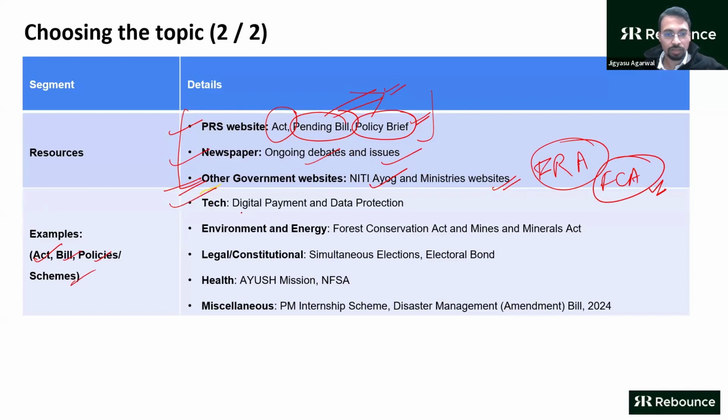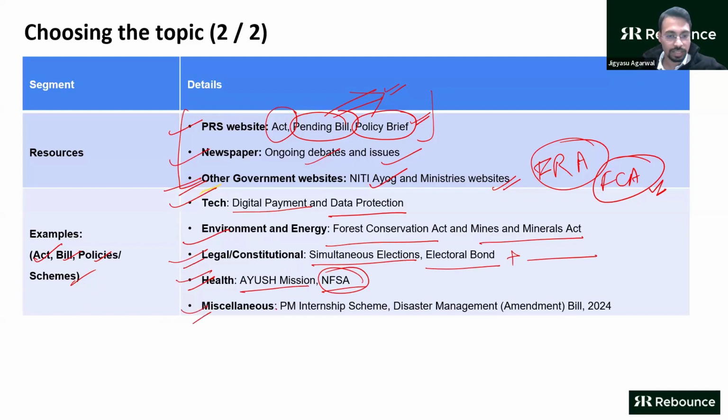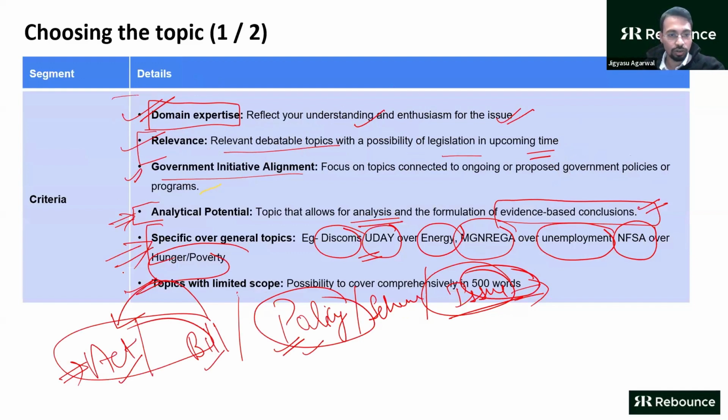Say you are from a tech background, maybe digital payment and data protection. Environment, maybe FCA, maybe the Mines and Minerals Act. Maybe a legal or constitutional background, you may pick something like simultaneous elections, electoral bonds, and a lot others. So all these hot topics. In health, maybe something like Ayush Mission, National Food Security Act, very, very important. Miscellaneous, you can pick topics like the recent scheme of the government, PM internship scheme, Disaster Management Bill 2024, and the others. So these are just a few examples. You can choose your topic based on your area of interest, based on your expertise. You can certainly be cognizant of all these factors while choosing.